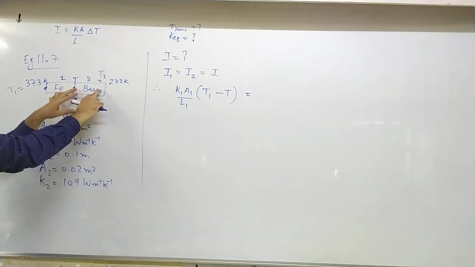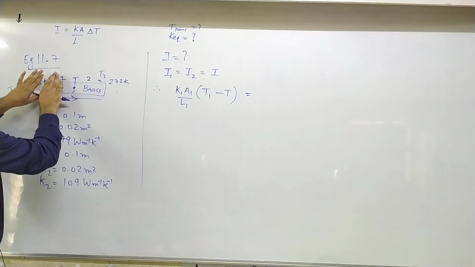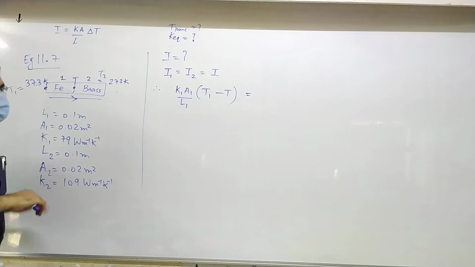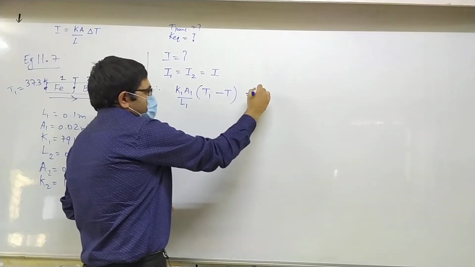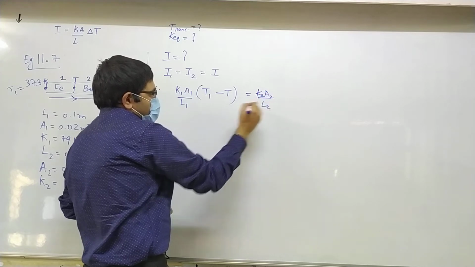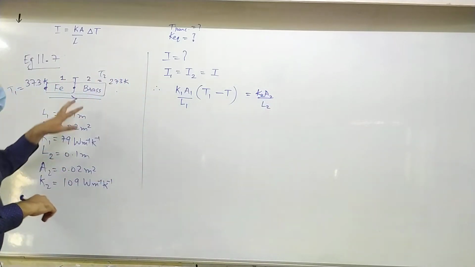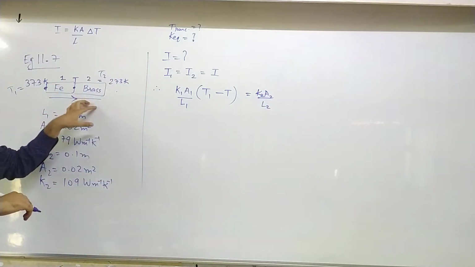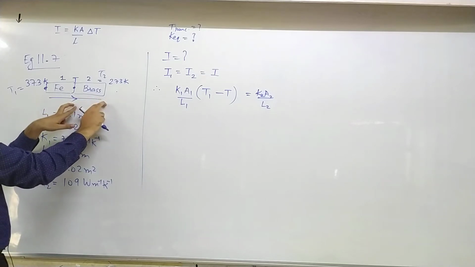Okay, I2, again focus on this second one. Ignore this one for the time being. So here, again the formula K A by L. So this time K2, A2 by L2. Now here I have to write the temperature difference for this brass bar.